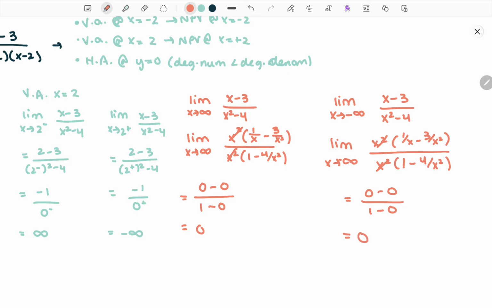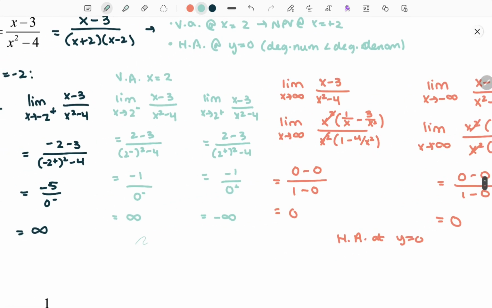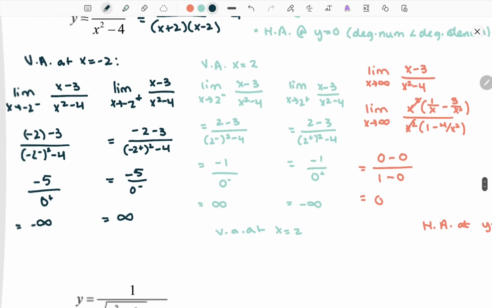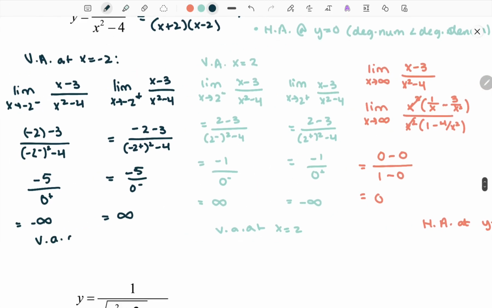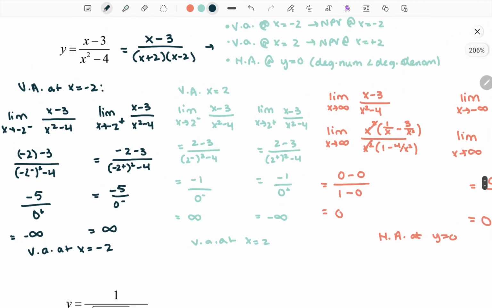And so this thing has a horizontal asymptote at y equals 0. It has a vertical asymptote at x equals 2. And it has another vertical asymptote at x equals -2. And so that's how limits at infinity and infinite limits can tell us about some of our asymptotes.